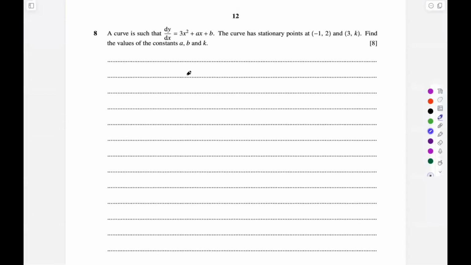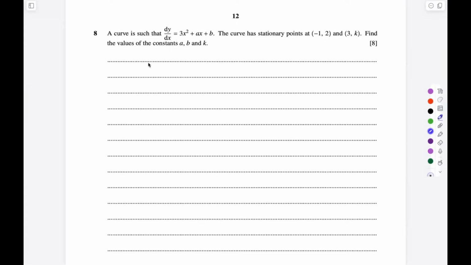Question 8. A curve is such that dy/dx is 3x squared plus ax plus b. The curve has stationary points at (-1, 2) and (3, k). We have to find the values of the constants a, b, and k. As we already know that the curve has stationary points, that means that dy/dx will be 0 if we substitute x equals -1 and x equals 3.